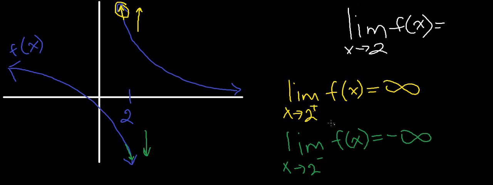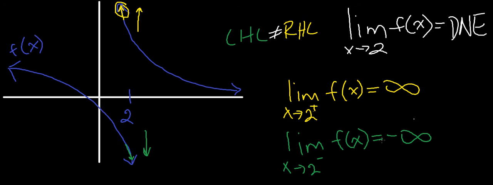So as we can tell, the left-hand limit does not equal the right-hand limit. We can say that the left-hand limit does not equal the right-hand limit, and so therefore the limit as a whole still does not exist. But what I want to focus on really is this key spot right here. These are what we like to call infinite limits.